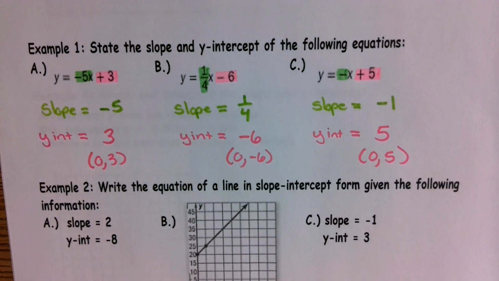Either one of those is acceptable. Just make sure you understand both. If you ever see it where it says 3, 0, you know that that would be the wrong answer choice because it's not a y-intercept. That would be an x-intercept.